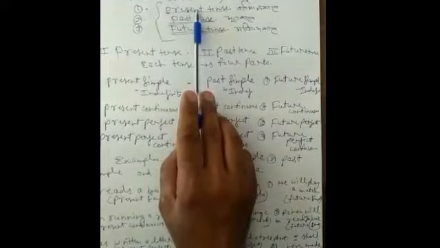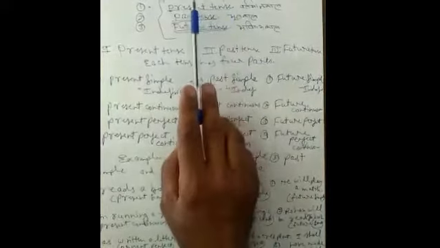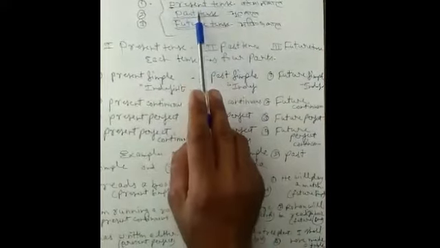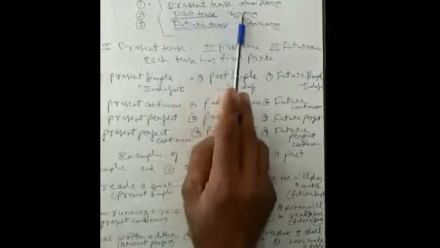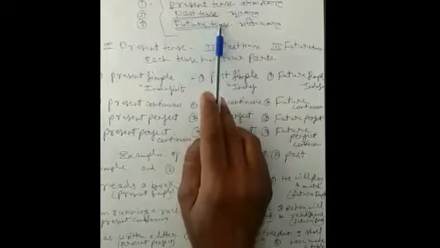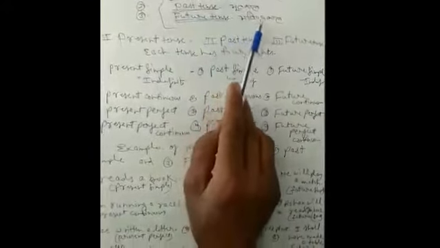Tenses are very important in English grammar, because if we don't know tenses then we can't do anything. So three main tenses are there: present tense, past tense and future tense. If the work is going on in present time, then it is present tense. If the work is completed, it is in past tense. And if the work will start in future, it is in future tense.